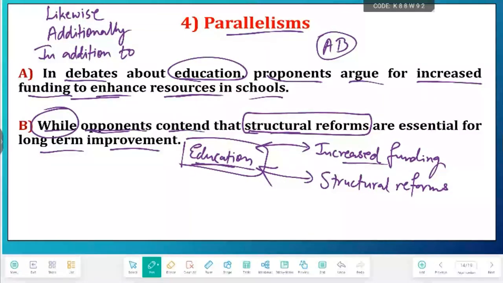So focus on these keywords, and rather than focusing on the keywords, you should understand the sentence. You should understand the paragraph. You should understand multiple statements of the entire paragraph. So that will help you more. This all depends on your comprehending skills, your understanding skills, your grasping skills. The better you are at grasping and understanding, the easier it will be for you to decode the paragraph. Now this is parallelism. Let's move ahead.